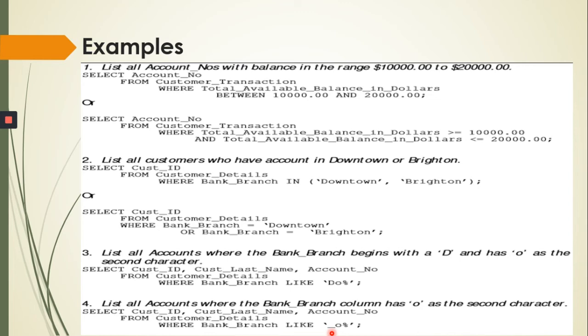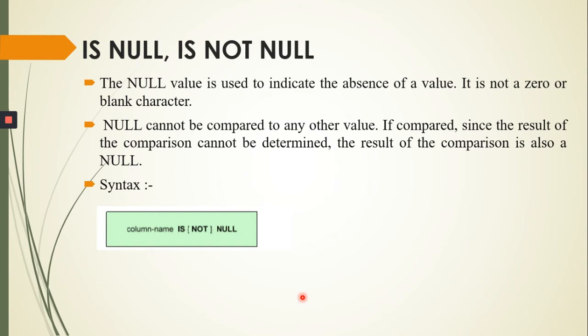Okay, so this is the concept of BETWEEN, IN and LIKE. Now next is NULL and IS NOT NULL. You know the concept of NOT NULL very well. NOT NULL means a value must be there, and NULL means it has no value. The NULL value is used to indicate the absence of a value. It is not a zero or a blank character.